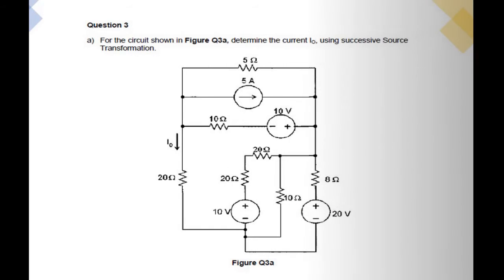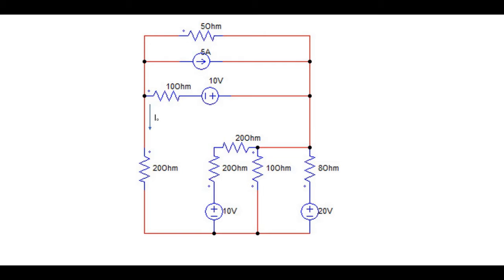Alright, this is the first question, which is question A of question 3. It says: for the circuit shown in figure Q3A, determine the current I0 using successive source transformation. For this question, I'll transfer this circuit into a simulation software so that it's better to look at and easier to transform the circuit. This is how the circuit looks when I transfer it to the simulation software.